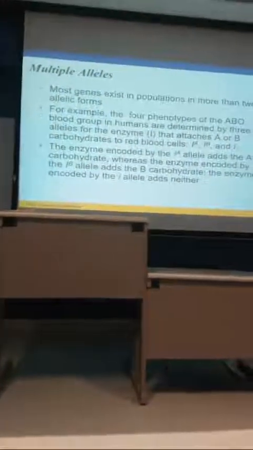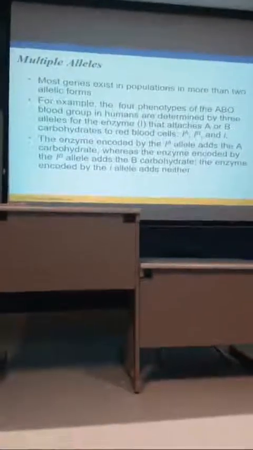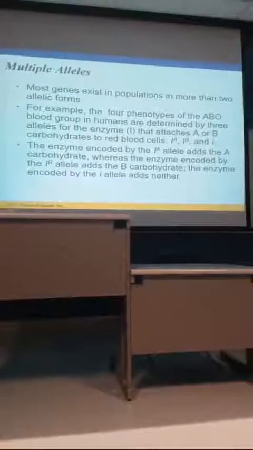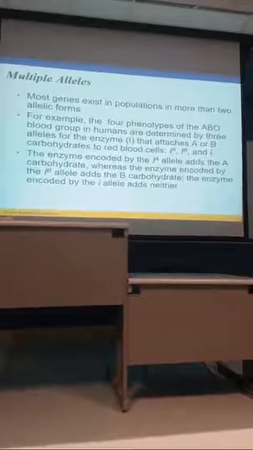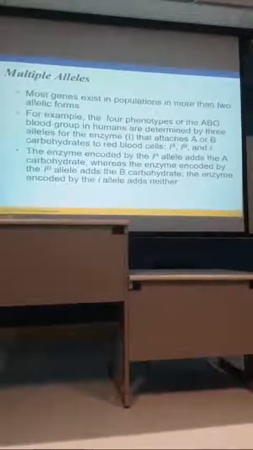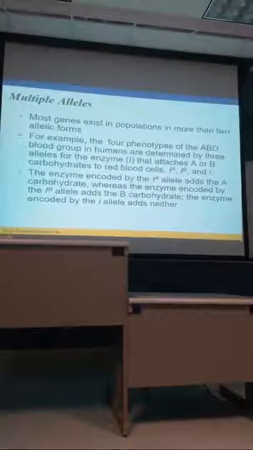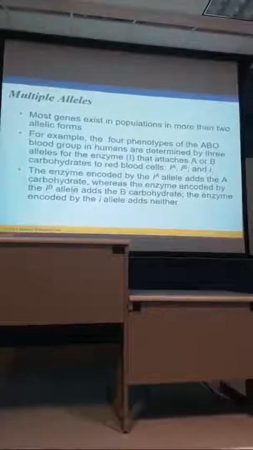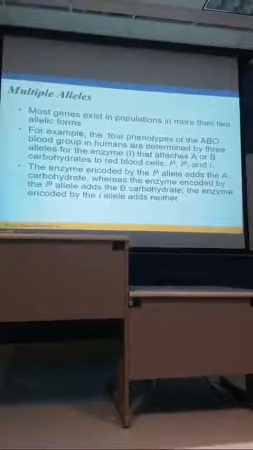It says there are 4 phenotypes of the ABO blood group. You can have either A, B, or neither. The small case i just means that you don't have either entity. So your combination, you can be A, you can be B, or you can be AB, or you can be O, and neither. The enzyme encoded by the A allele adds the A carbohydrate, whereas the enzyme encoded by the B allele adds B carbohydrate. The enzyme encoded by the i allele doesn't have either.